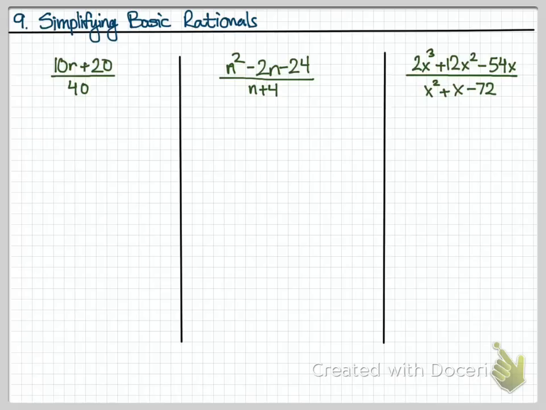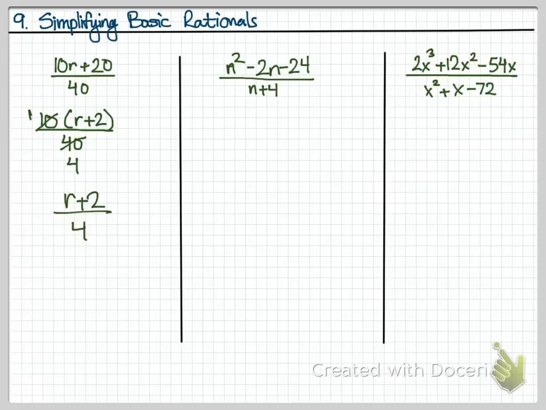Not really a rational expression, it just happened to be a fraction, so let's deal with some fractions to begin with. Let's take a look at the numerator and let's factor out a 10, and the denominator stays the same at 40. Now that we factored out the 10, we can reduce the 10 with the 40. Divide both of them by 10, they're both divisible by 10, and reduce that to 1 and 4. So in the end, this is simplified by writing it as r plus 2 over 4.